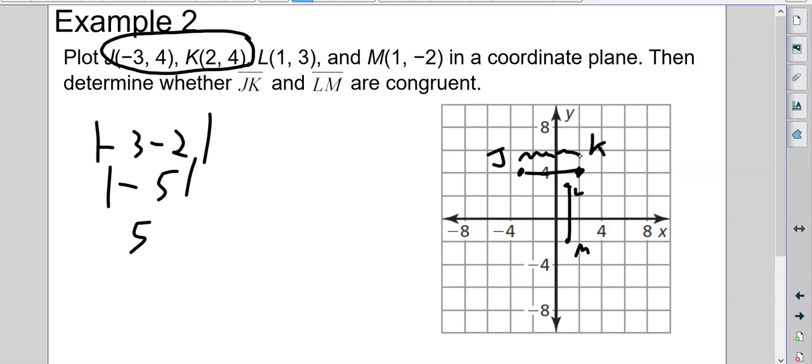Okay, so for LM, they both are on the 1. So we're going 3 minus negative 2. That becomes plus. So that's absolute value of 5, which is 5. So yes, they are congruent. And again, if you think about it, this right here is 3 spaces above 0. This is 2 spaces above 0. That's 5 spaces.